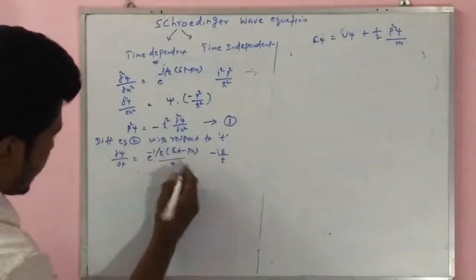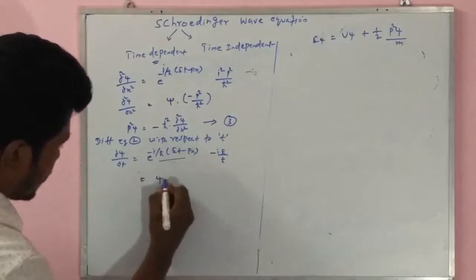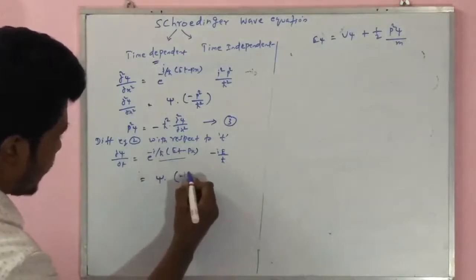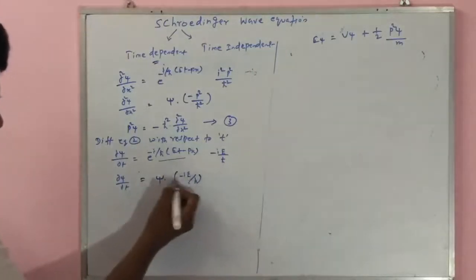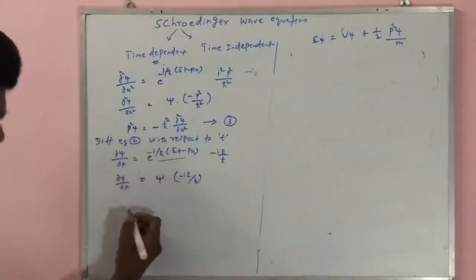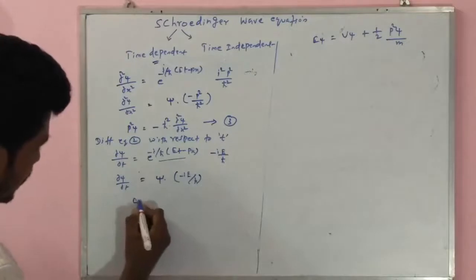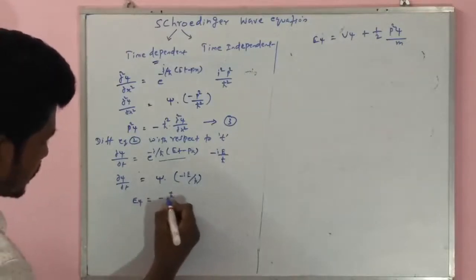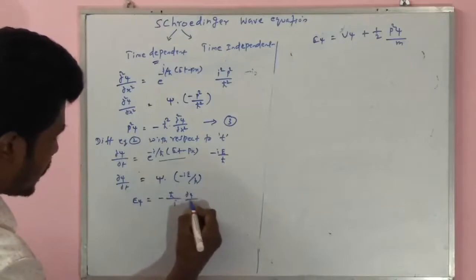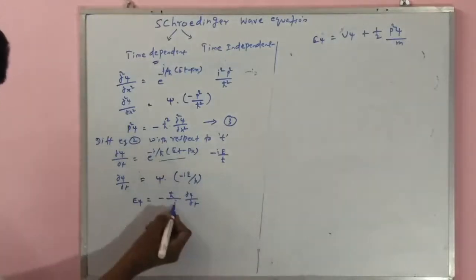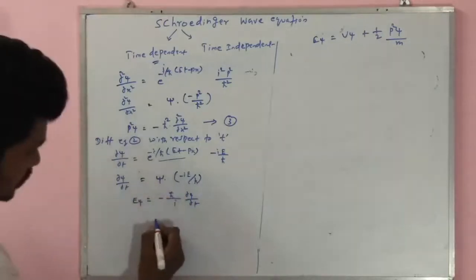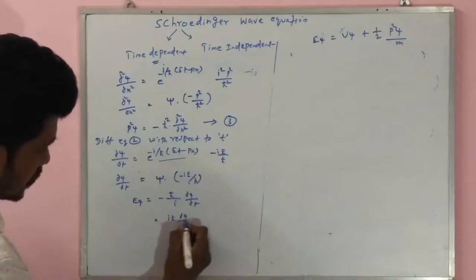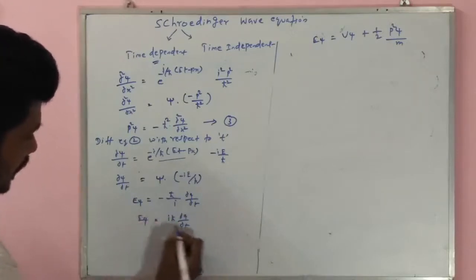Now this value is equal to ψ also. So ψ into minus iE by ħ, that is the value for ∂ψ/∂t. Now just form E of ψ value. E of ψ is equal to ħ by i into minus i value. So E of ψ equals minus ħ/i into ∂ψ/∂t. Understand? So 1 by i, first numerator, minus minus plus, so iħ into ∂ψ/∂t, that is the value for E of ψ.